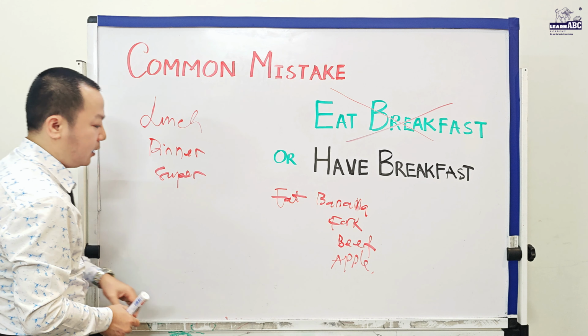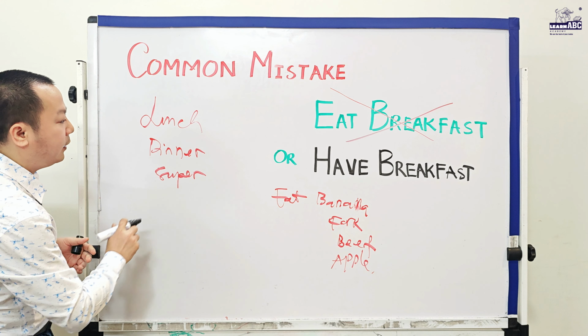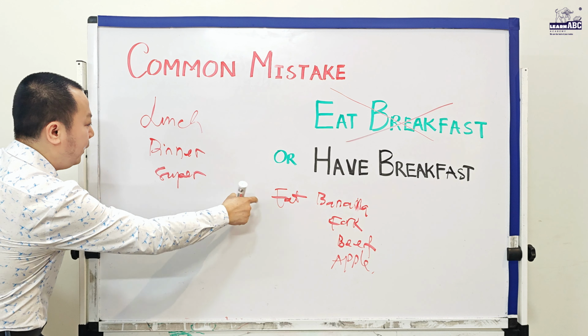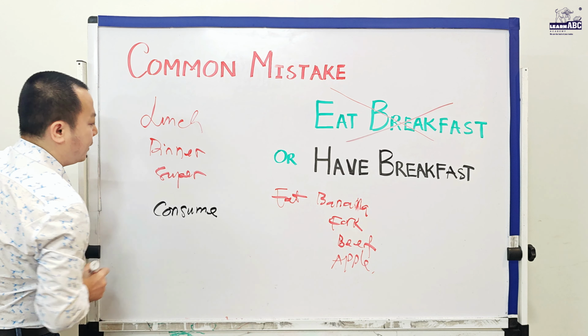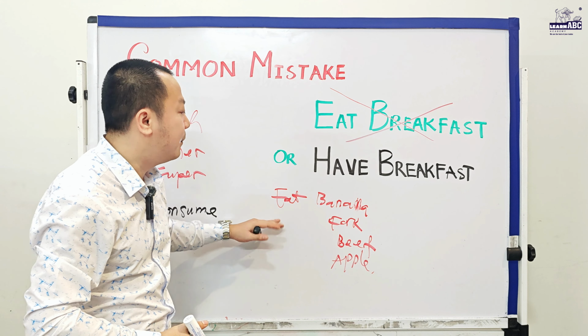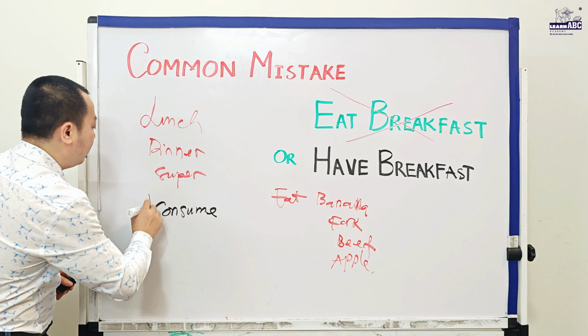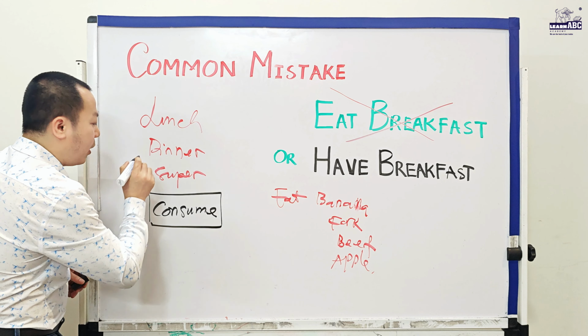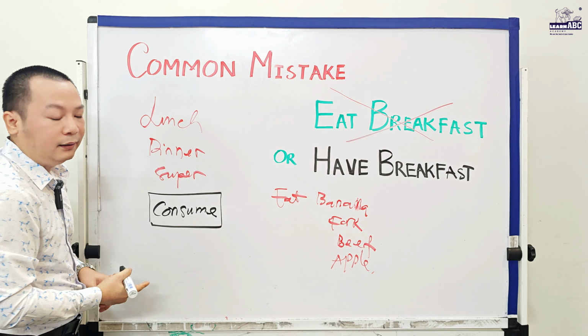And sometimes you see another word. It has the same meaning, or we can say it is a synonym of eat, and that is consume. For example, I consume 2 apples a day, the same as I eat 2 apples a day. But when we use consume, this word is quite formal, and usually we use this word in books.